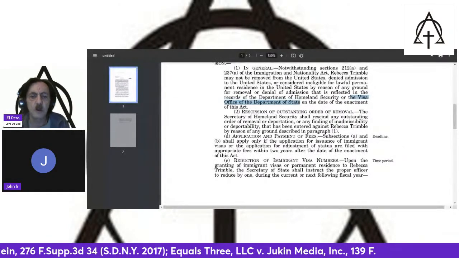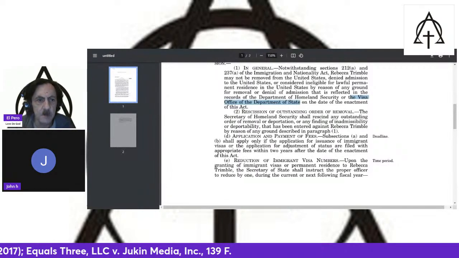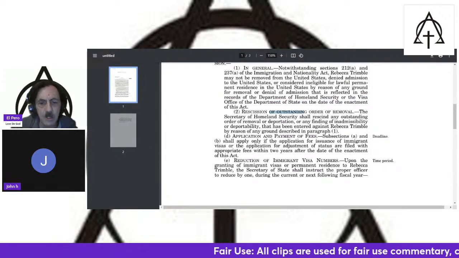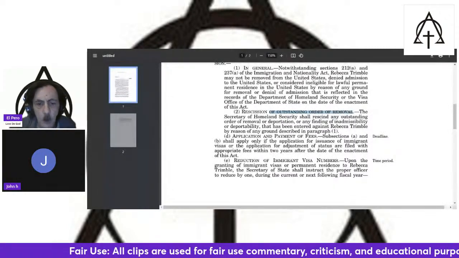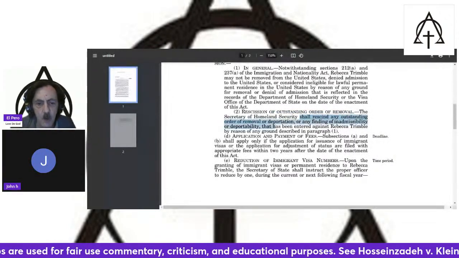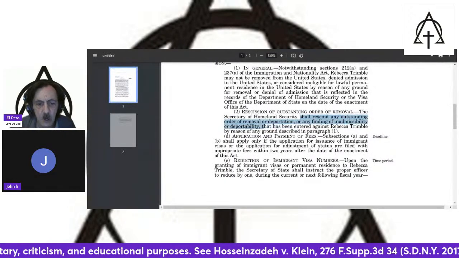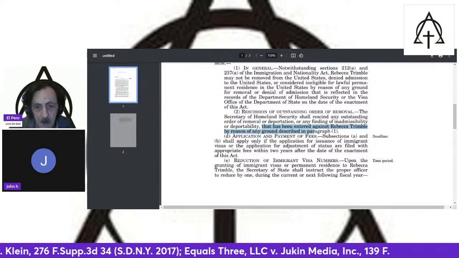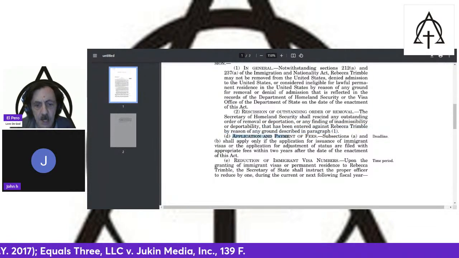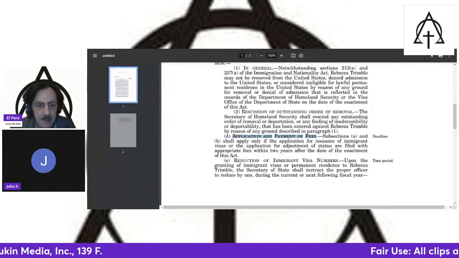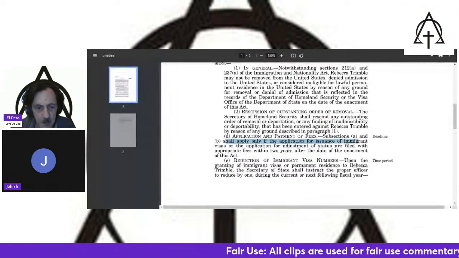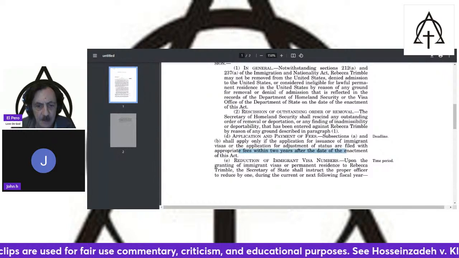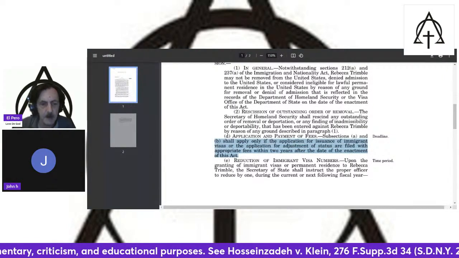Remember, it's the Bureau of Consular Affairs of the Department of State. And we're going to be talking about Department of State security. On the date of the enactment of this act, rescission of outstanding order of removal. The Secretary of Homeland Security shall rescind any outstanding order of removal or deportation or any finding of inadmissibility or deportability that has been entered against Rebecca Trimble by reason of any ground described in paragraph 1. Application and payment of fees. Subsections A and B shall apply only if the application for issuance of an immigrant visa or the application for adjustment of status are filed with appropriate fees within 2 years after the date of the enactment of this act. So it's a deferment of payment.